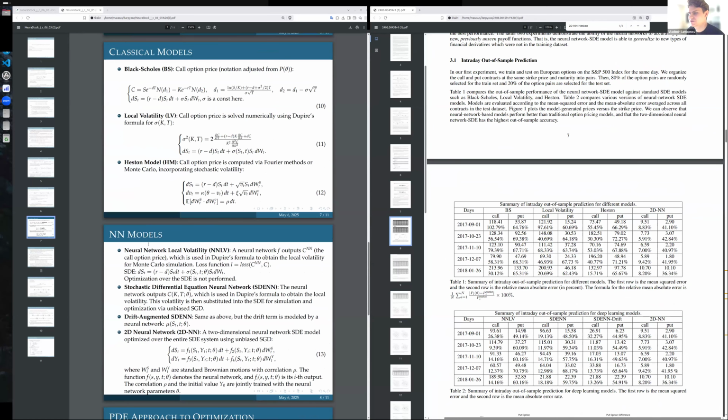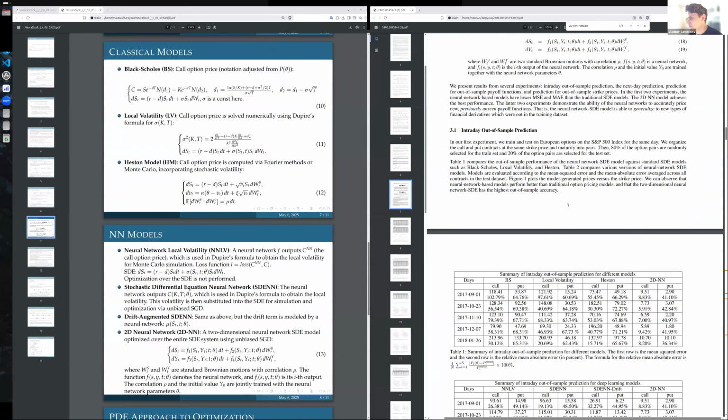On the left, you can see models, on the right, results. So the first one is intraday out of sample prediction. They take the call and put contracts at the same strike price and maturity into pairs, and then 80% of option pairs are randomly selected for the train set, and 20% of the option pairs are selected for the test set. So it means that they do not predict on the next time step, but out of samples in the group of one timestamp.